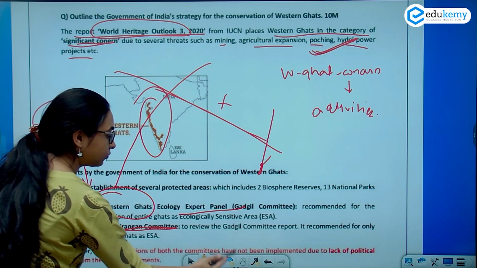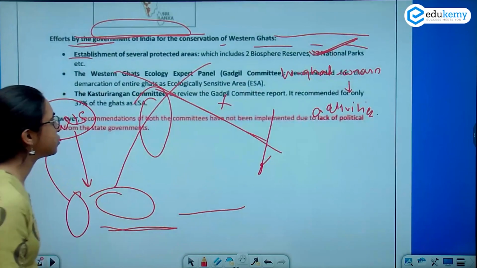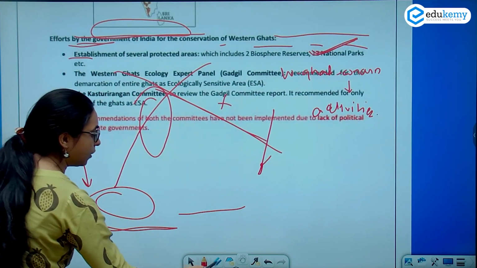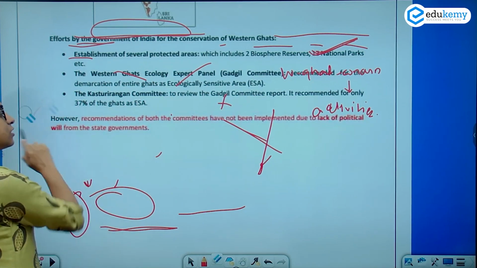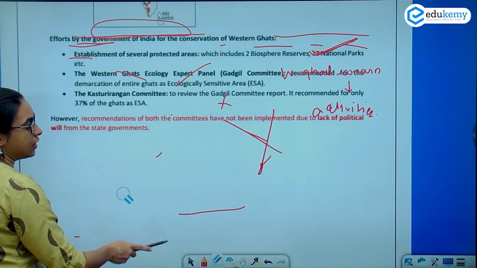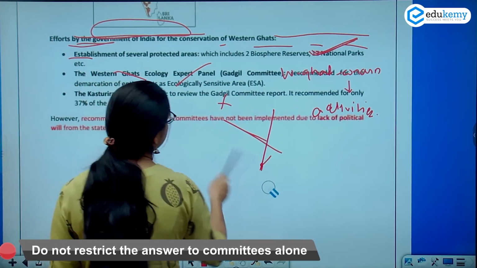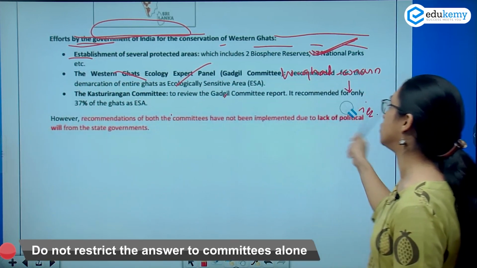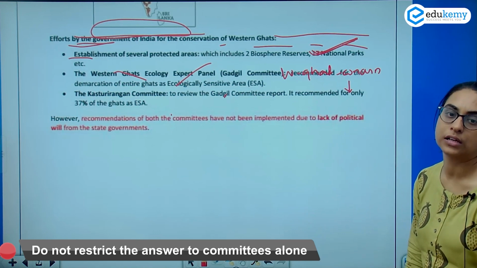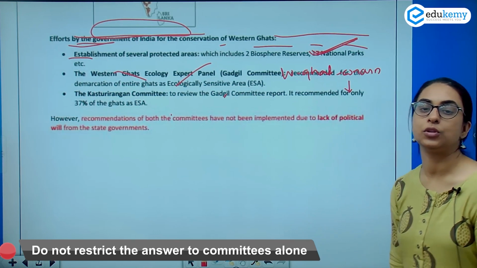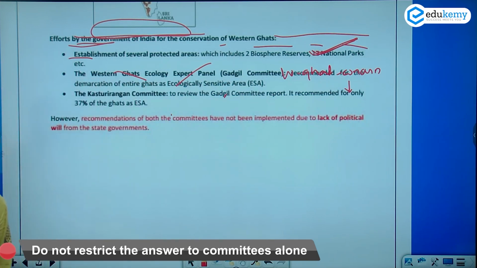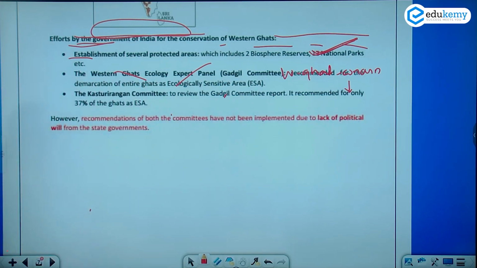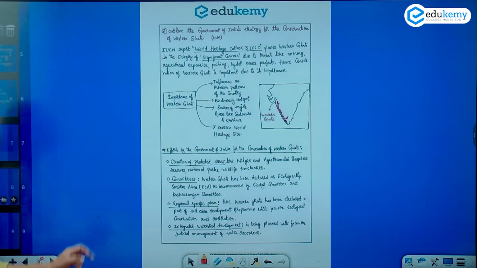Then here also, if you look at the conclusion, that the recommendation of both the committees have not been implemented. So it's again very committee specific. It says that the committee's recommendation has not been implemented and Western Ghat still continues to be the area of concern. The Western Ghat is still continuing to be area of concern because the recommendation of the committee has not been met. If this answer has become very committee specific, you need to include the broader dimension.